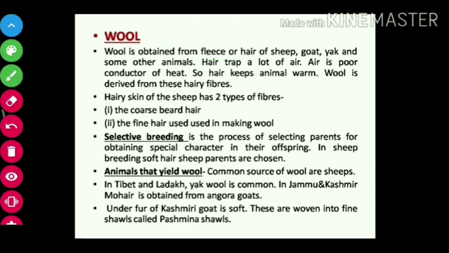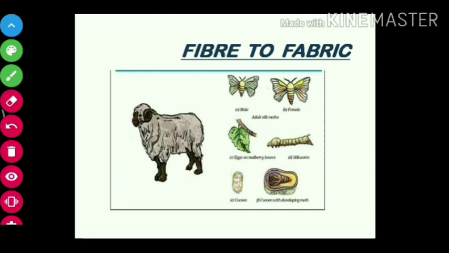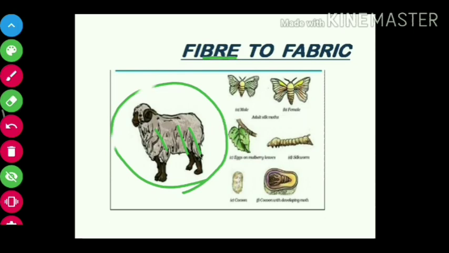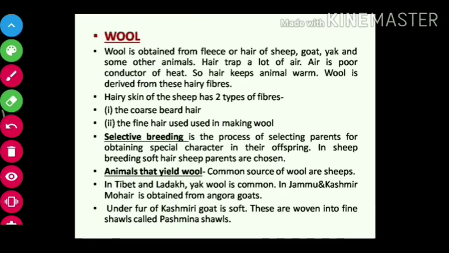Go to that picture. This is the sheep. The sheep has a woolly covering. It is covered by white wool. This woolly covering is known as fleece, and you have to write this difficult word fleece 10 times on your homework copy. So wool comes from the fleece or hair of sheep, goat, yak or some other animals.